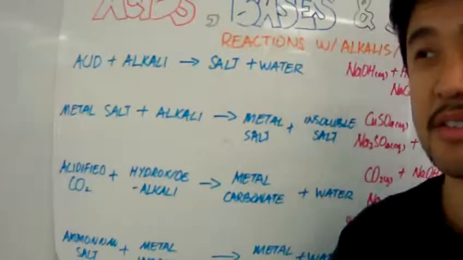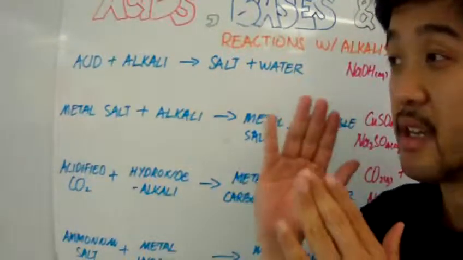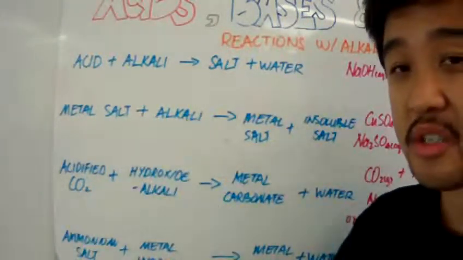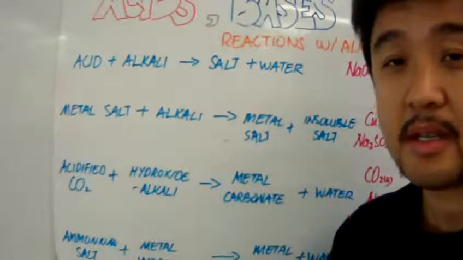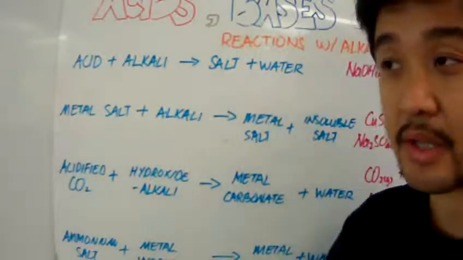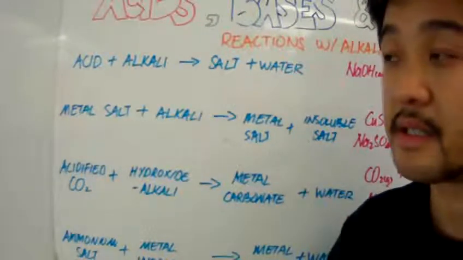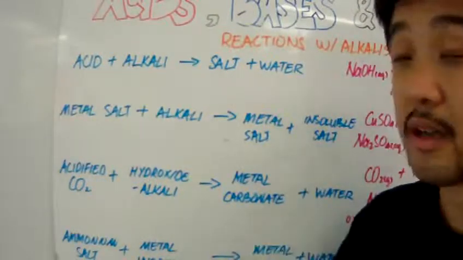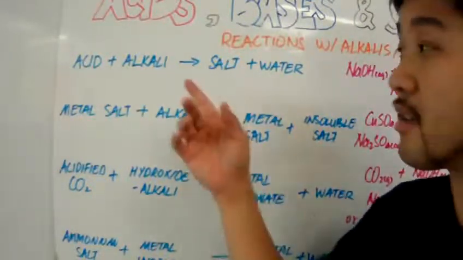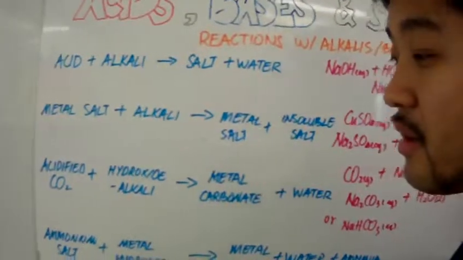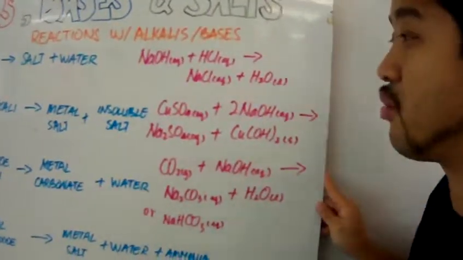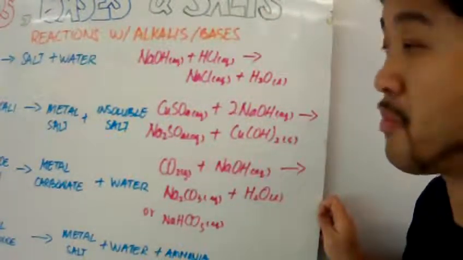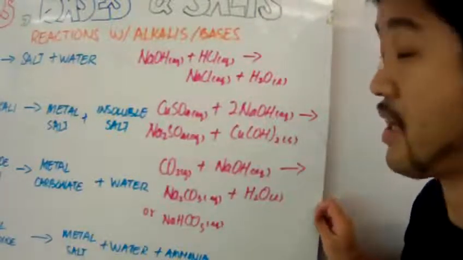Alright, we're going to talk about reactions now with alkalis or bases. And these are basically some word equations as well as some examples, very limited examples of actual chemical equations of these reactions. So now let's start off with a very obvious one. Acids and alkalis will give us salt and water. And a classic example would be sodium hydroxide with hydrochloric acid yielding soluble sodium chloride, salt, and water.